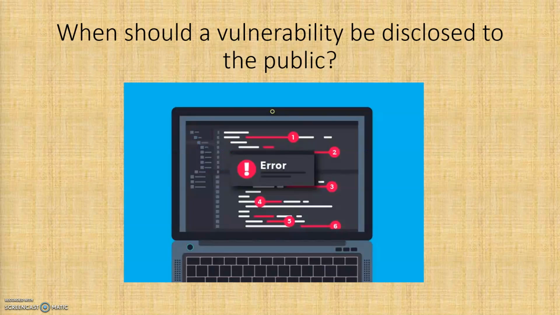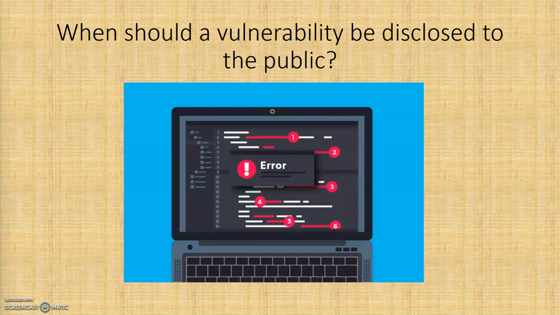Researchers, when should a vulnerability be disclosed to the public? I believe that researchers and developers should disclose vulnerabilities by following the vulnerability disclosure process. First, discover the vulnerability. Second, develop a vulnerability report. Third, investigate and patch the vulnerability based on the report. And fourth, publish a vulnerability analysis. The latter one should include the explanation, impact, and resolution of the vulnerability.